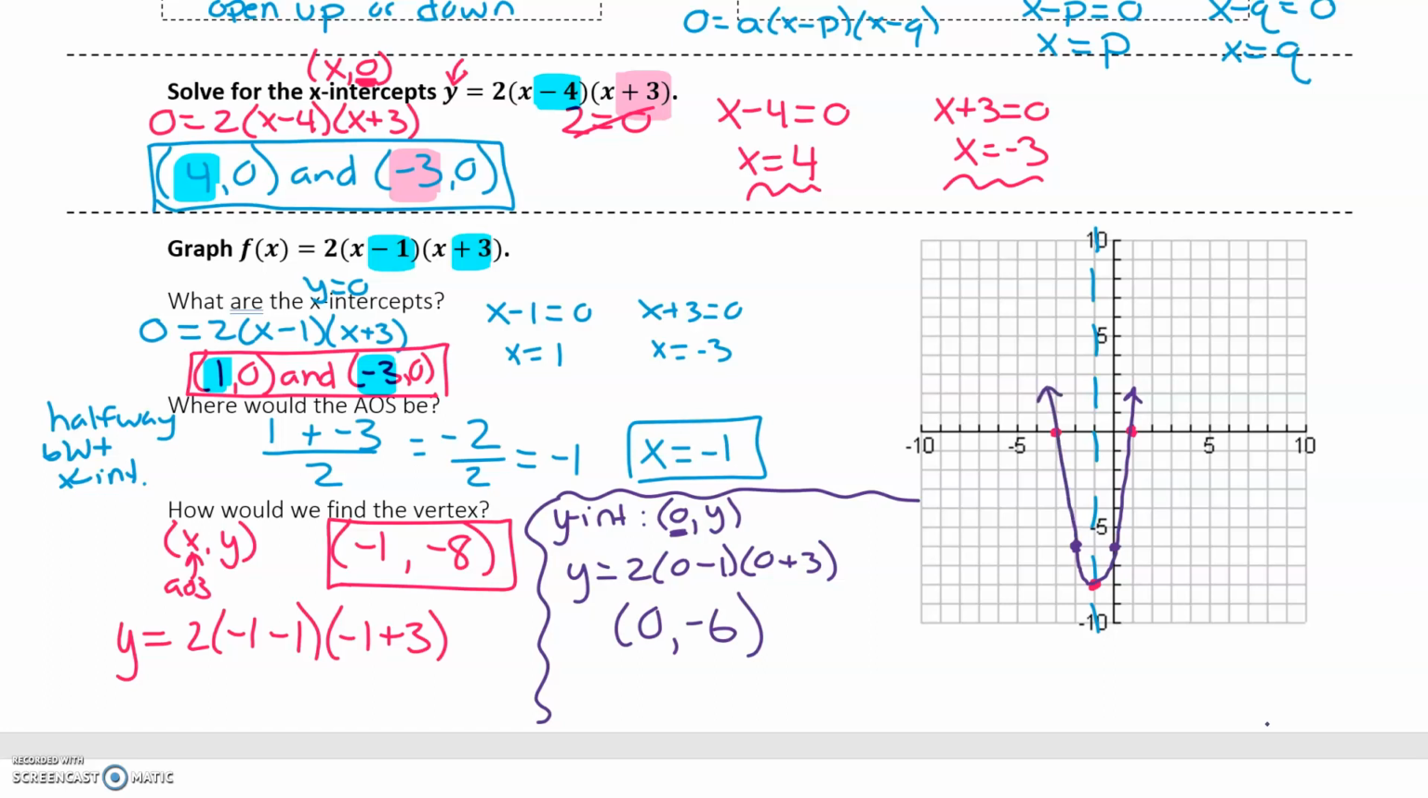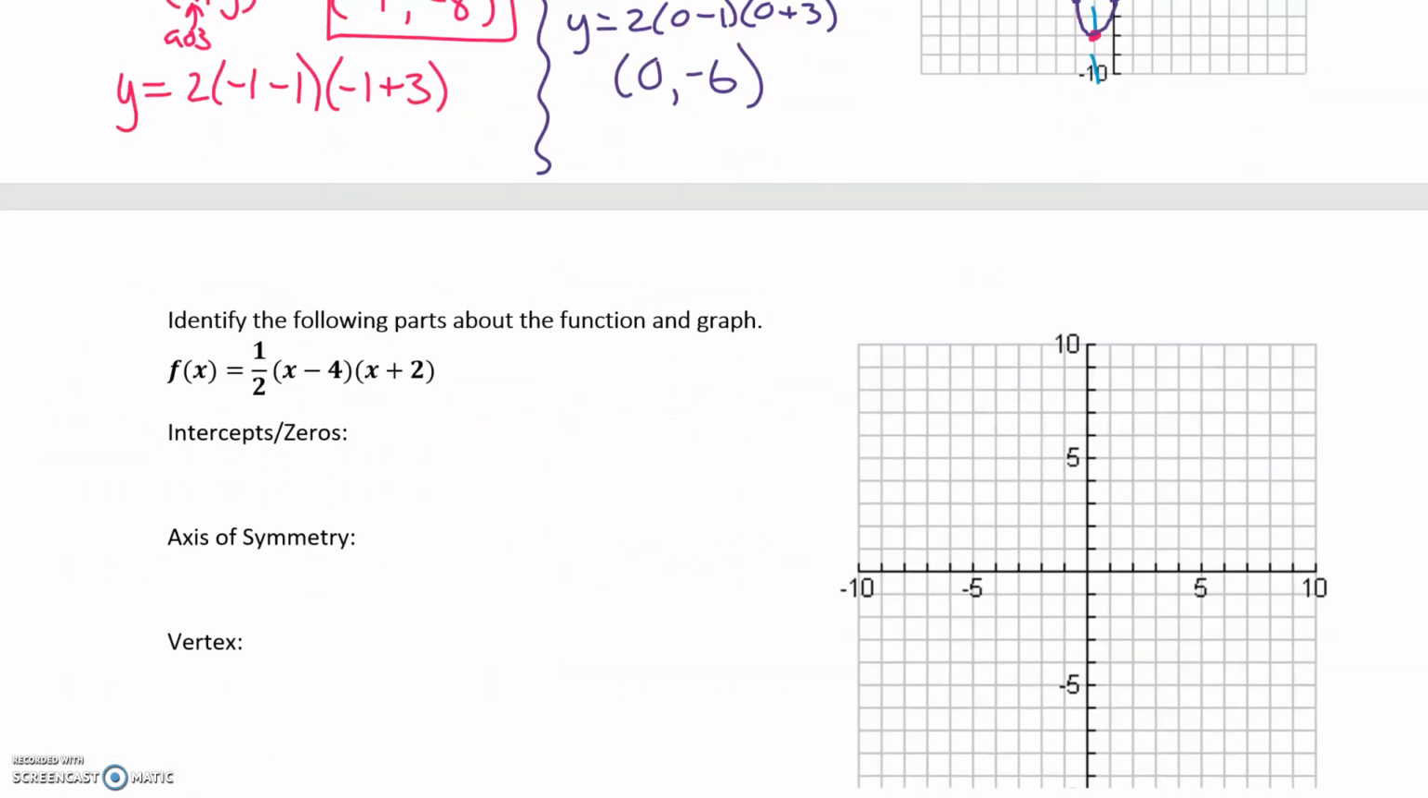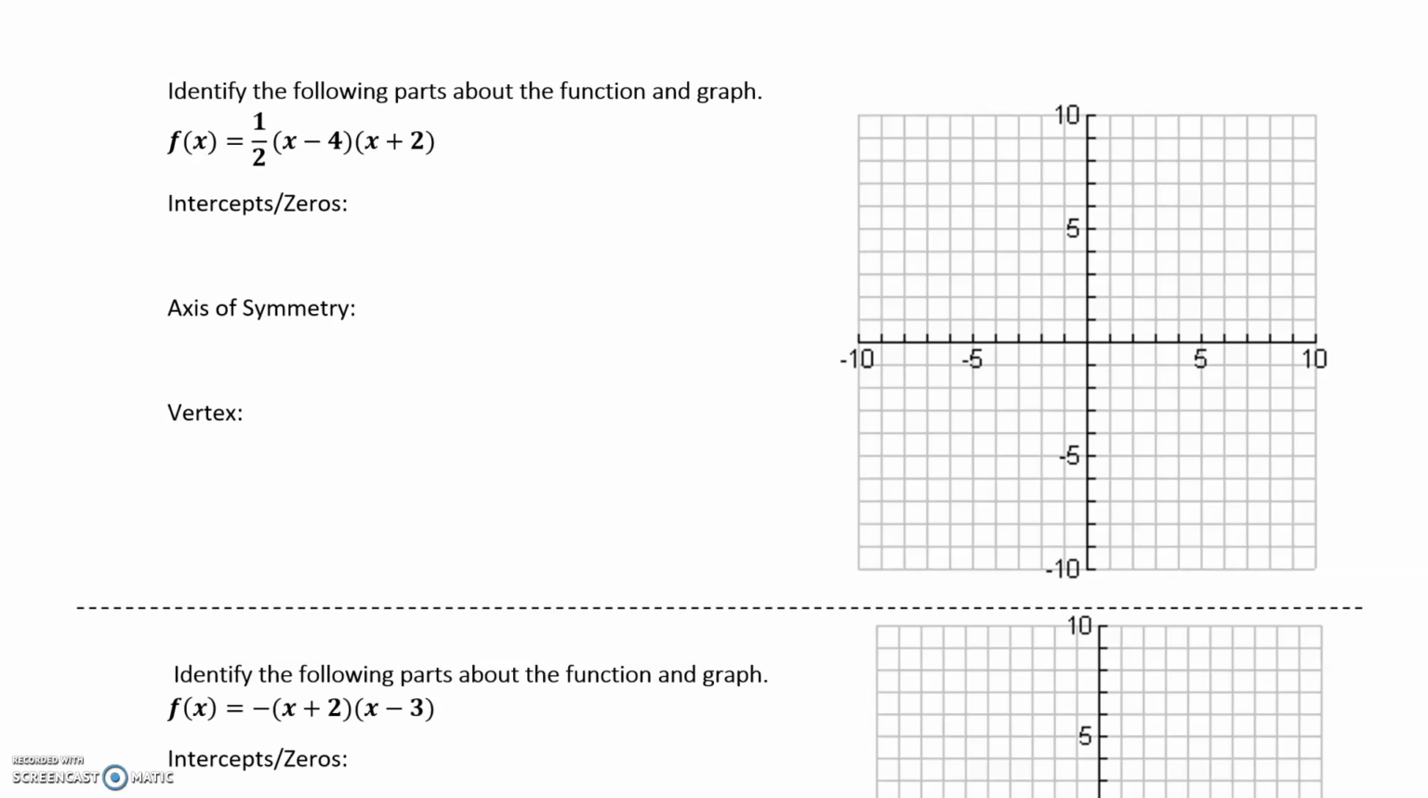I've gone through all my important points: x-intercepts, y-intercepts, and my vertex. All right, so we're going to do the next one a little bit quicker. So my zeros are going to be the opposite of my P and Q. So I'm going to have a 4, 0 and a -2, 0. So that means over here at 4, 0 and here at -2, 0.